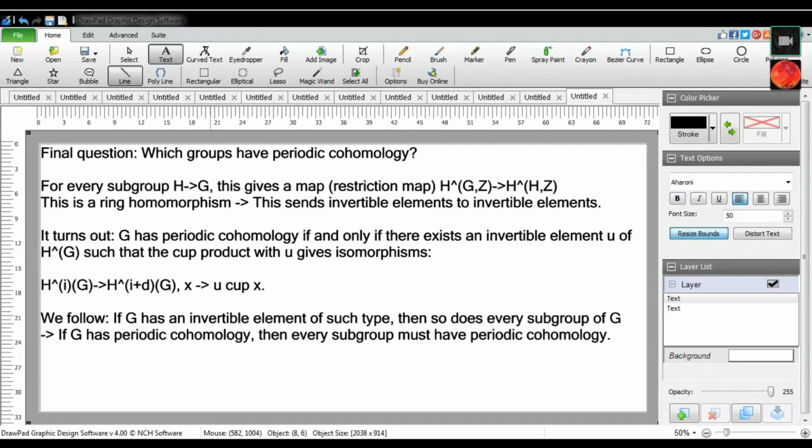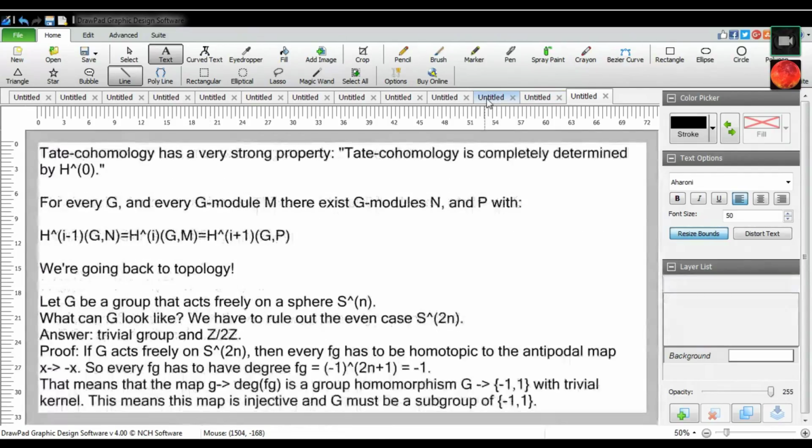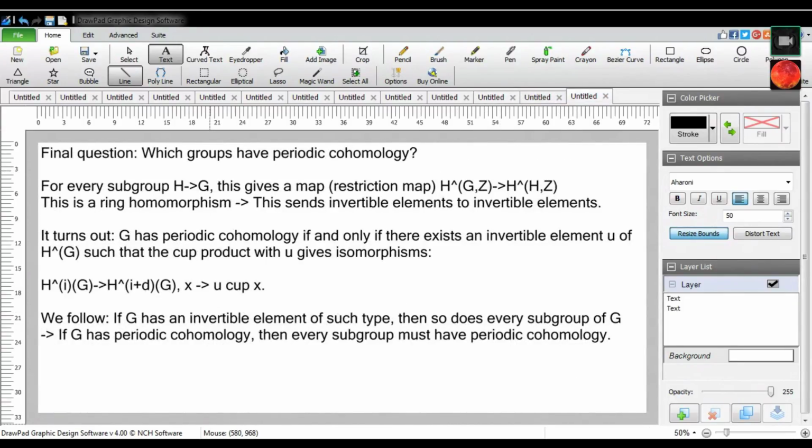Well, we looked at free actions on (2n-1)-spheres, and we saw that this gives a period of 2n. And this is periodic in Tate cohomology. If you look at the structure of the Tate cohomology, it is almost the normal group cohomology, just different in degree 0. So you can say periodic Tate cohomology is the same as periodic cohomology in degree greater than 0, because degree 0 is always just Z. Yes.